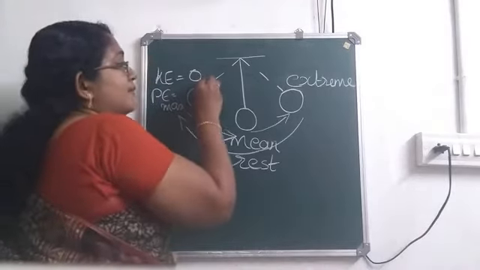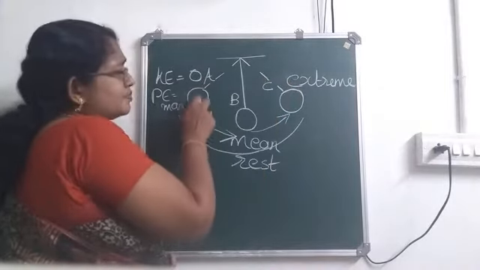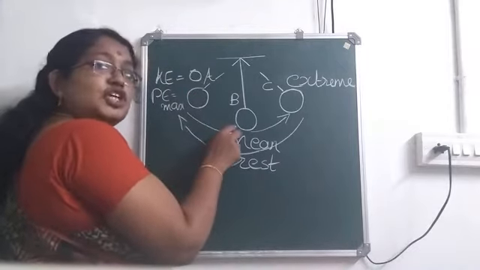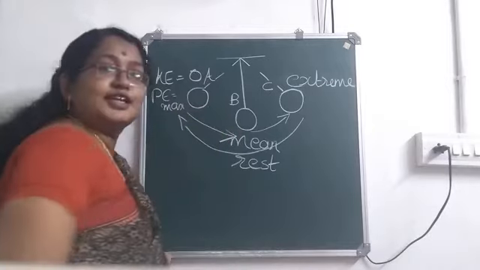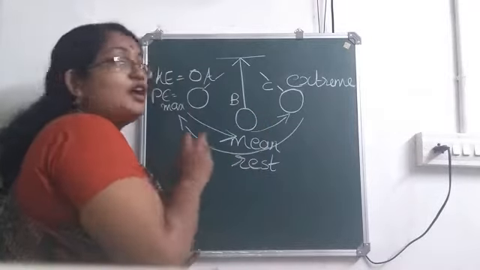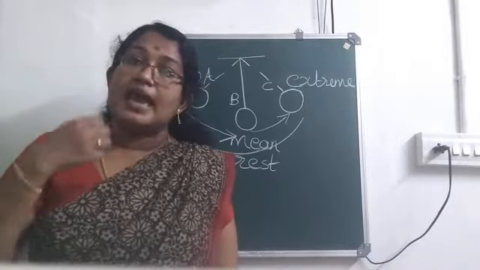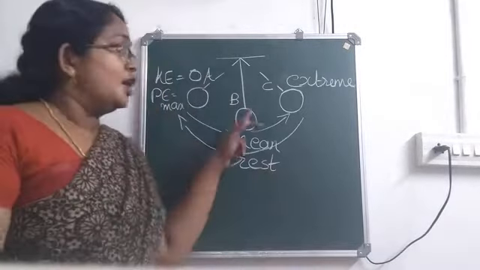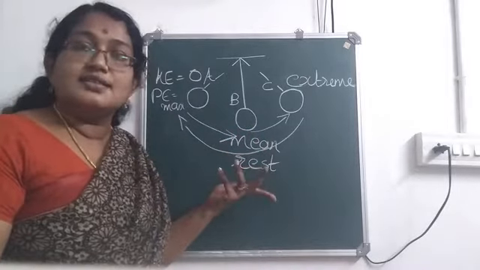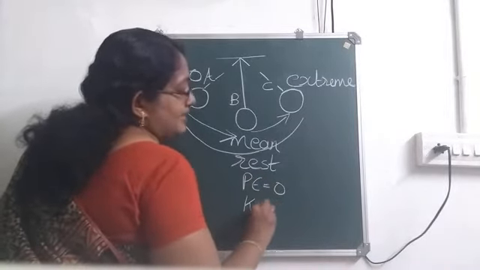So when the bob, let me mark this point as A, this as B, and this as C. When the bob is moving from A to B, potential energy goes on decreasing and kinetic energy goes on increasing. And when it reaches the point B, what happens? The bob will be possessing maximum kinetic energy and minimum potential energy, because when it reaches here, it is the mean position. Height is 0. If height is 0, potential energy will be 0. Then kinetic energy will be maximum.